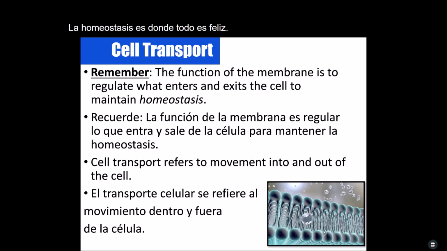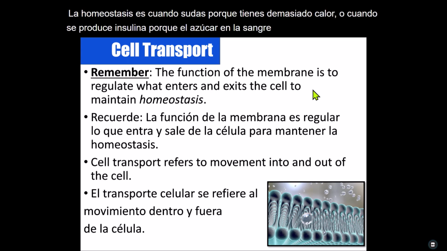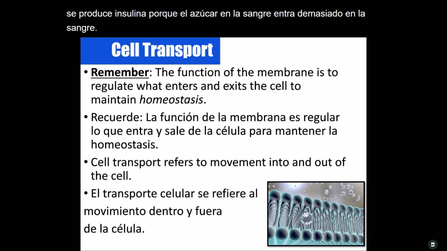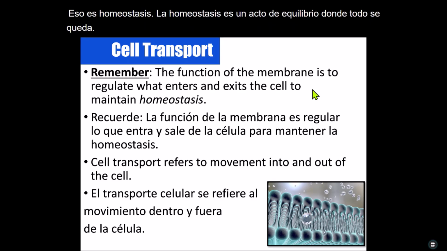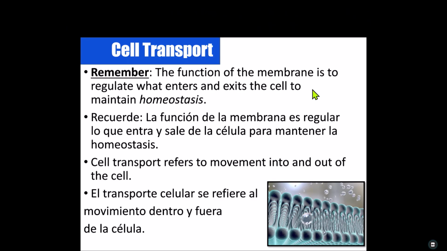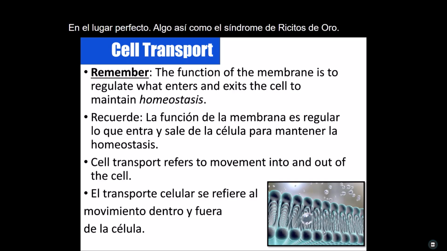Homeostasis is when you sweat because you get too hot, or when insulin is produced because there is too much sugar in your blood. That is homeostasis. Homeostasis is a balancing act where everything stays at the perfect spot, kind of like the Goldilocks syndrome. It's just right.